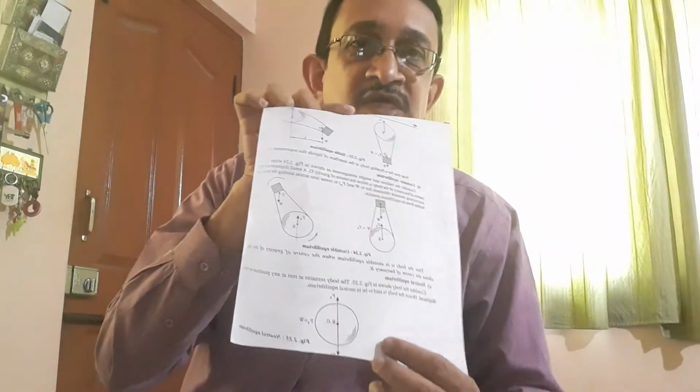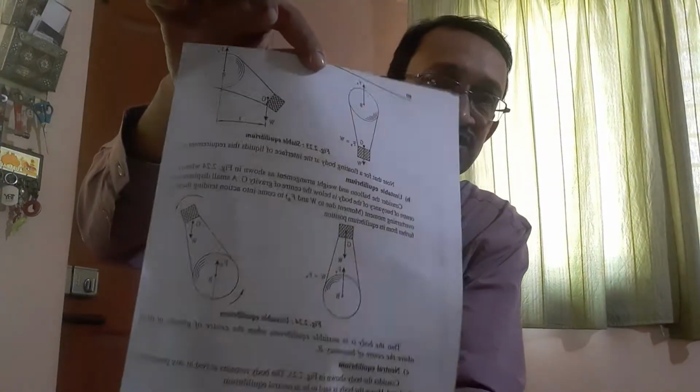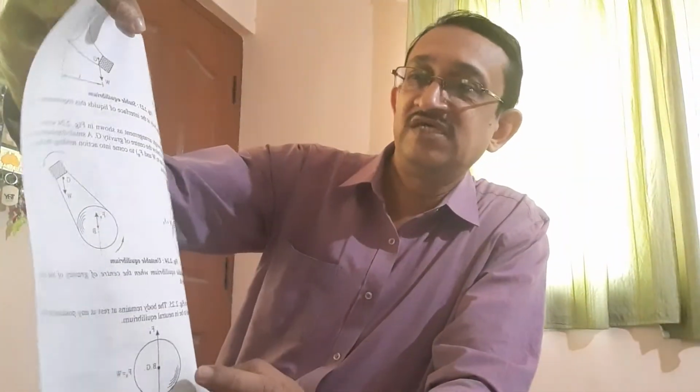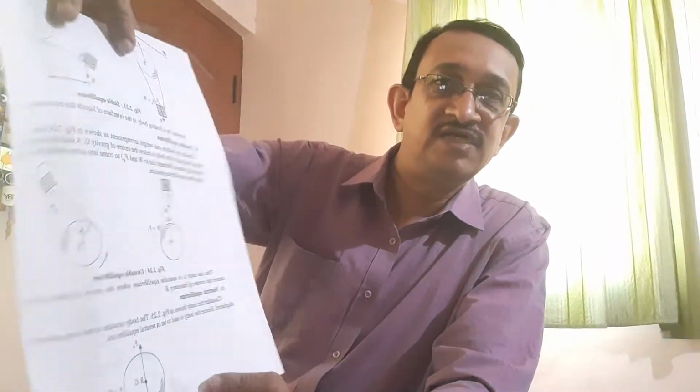First one is called the unstable equilibrium. Second one is called the stable equilibrium, and the third one is called the neutral equilibrium. So in the case of the unstable equilibrium, you can see here that the center of buoyancy is below the center of gravity.